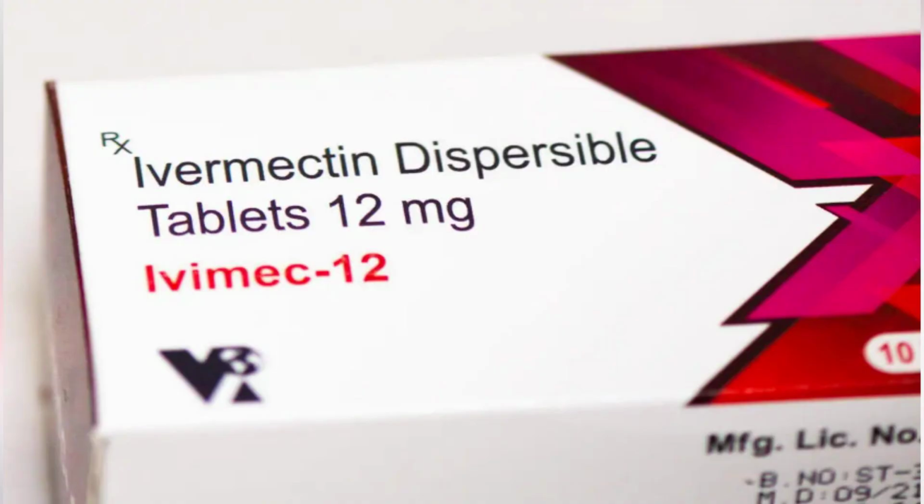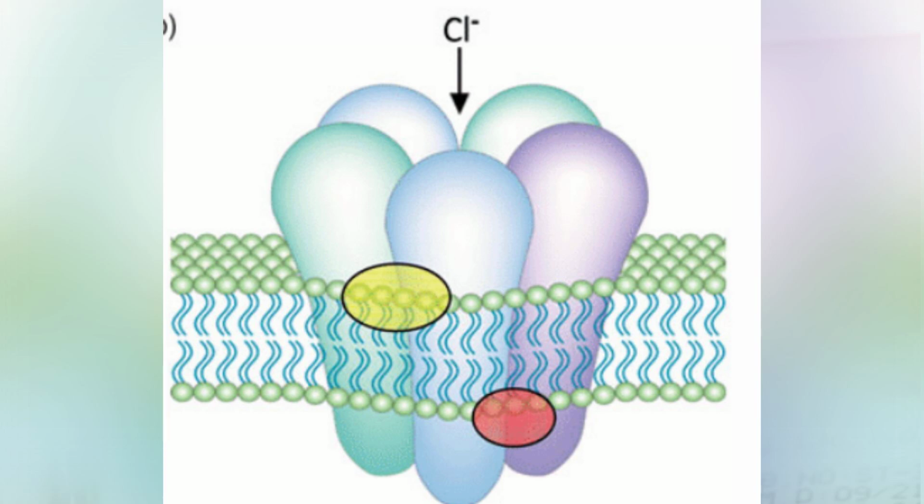Macrocyclic lactones, like ivermectin, are effective against nematodes, such as river blindness, onchocerciasis, and lymphatic filariasis. They have strong affinity and bind to glutamate-gated chloride ion channels, resulting in increased influx of chloride ions, leading to hyperpolarization of the nerve and muscle cells, paralyzing and killing the worm. It's a pregnancy category C, teratogenic drug.